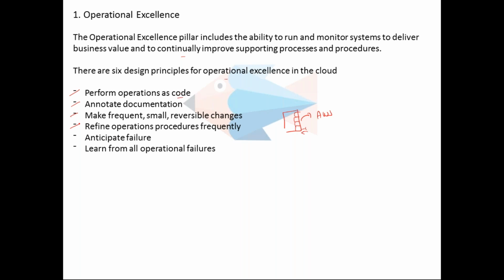And refine operations procedures frequently. So once you have built an infrastructure in the cloud, you have to keep on refining it. And anticipate failure, that is, what the disaster recovery is if your architecture fails. And learn from all operational failures. So what you can do is have a team meeting. Each person might have faced some sort of issues. They can discuss together so that one person will not make the same mistake others have made. That's about operational excellence.